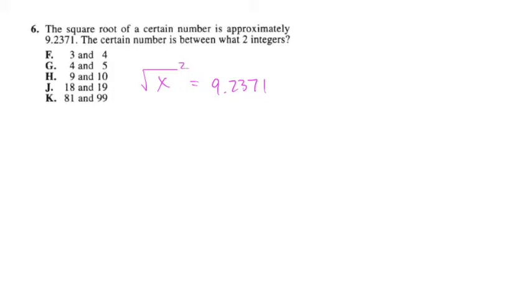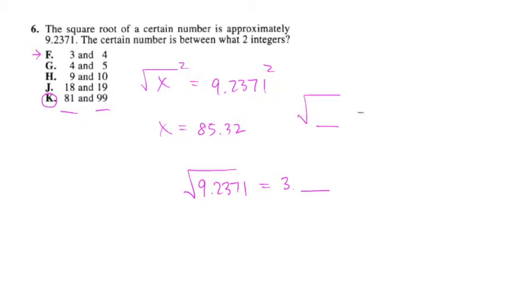We can square both sides and we get x equals 9.2371 squared, which is 85.32. This number is between what two integers? 81 and 99. Also notice that they're not asking you to take the square root of 9.2371, which would be 3 point something. And if you were to do it this way, you would choose F, but this would be a wrong answer.